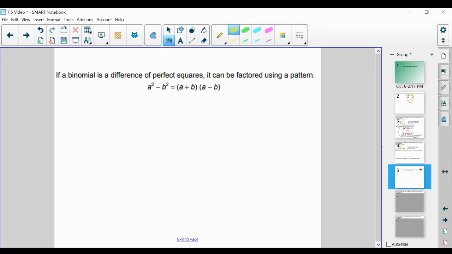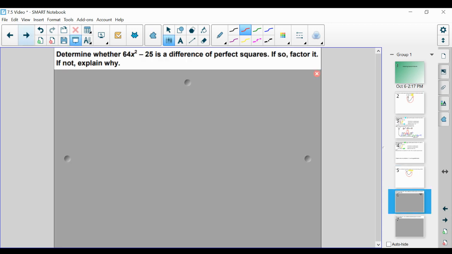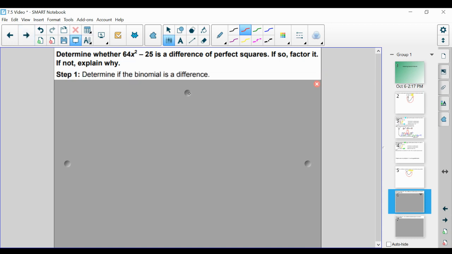So again, let's recall, we started with a plus b times a minus b, and we transformed it into that difference of perfect squares. Now in this chapter, we're going to be going backwards. We're going to try to identify a difference of perfect squares, and then we're going to factor it. So let's go through an example. Determine whether 64x squared minus 25 is a difference of perfect squares. If so, we're going to factor it. If not, we're going to explain why.